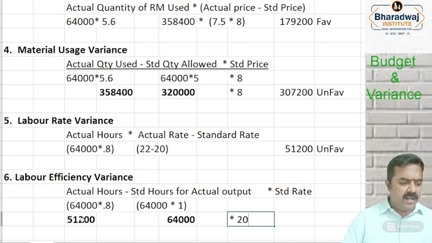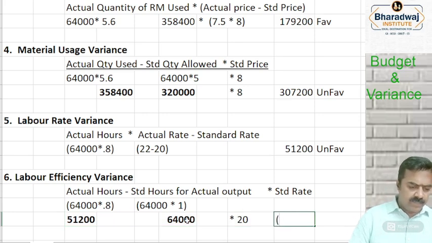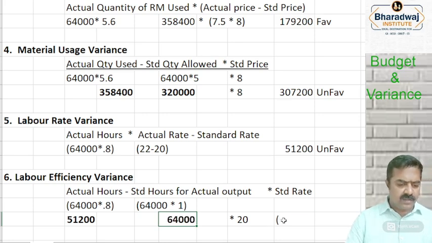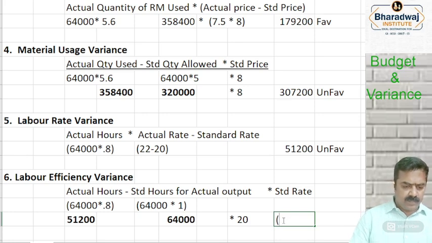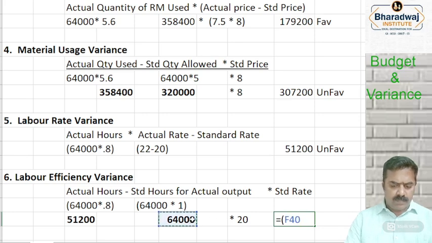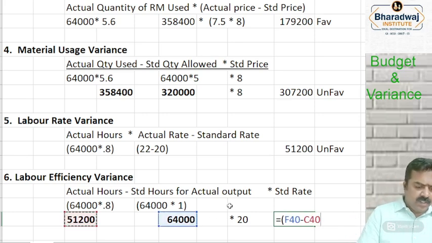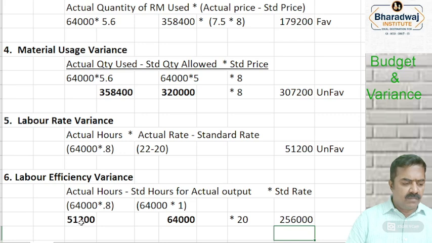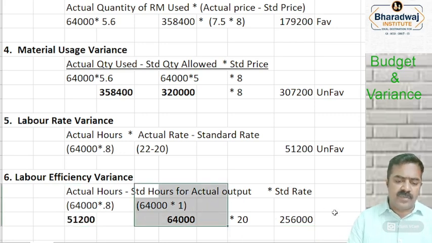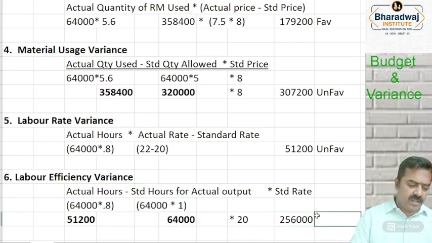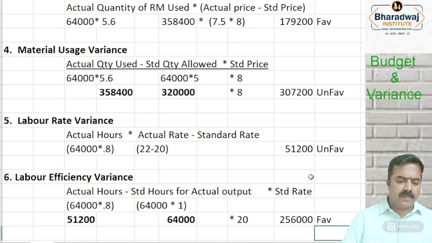So they completed in lesser hours. So difference, is it positive variance or negative variance? Is it favorable variance or unfavorable variance? Actual hours taken is less than the allowed hours. Workers are efficient or inefficient? Workers are efficient. It is favorable variance.